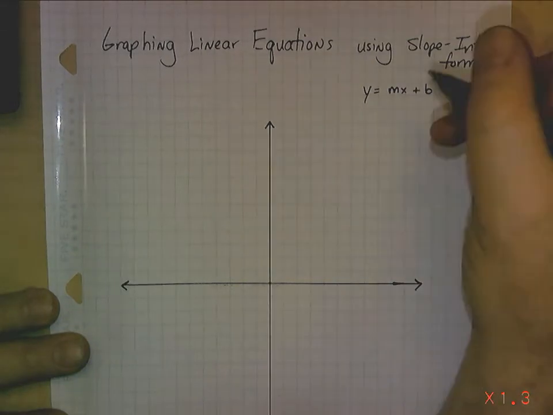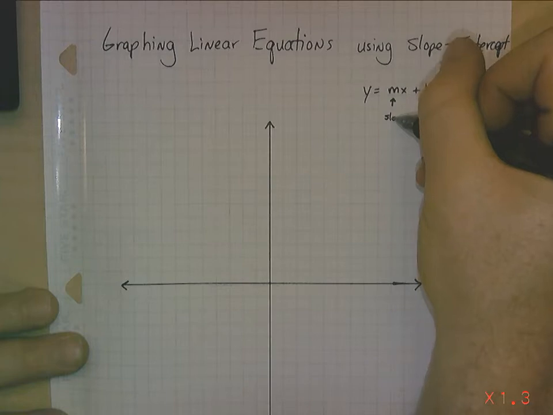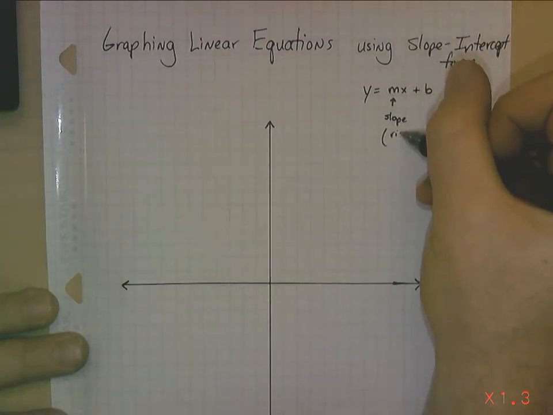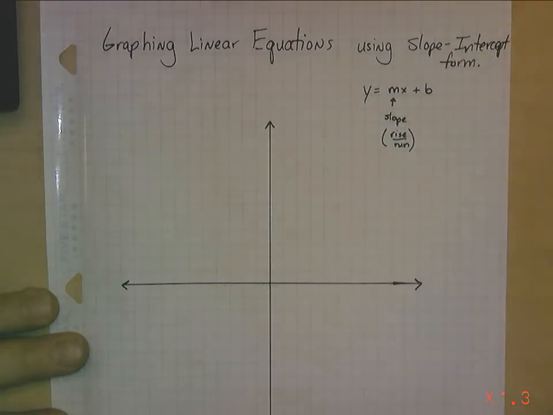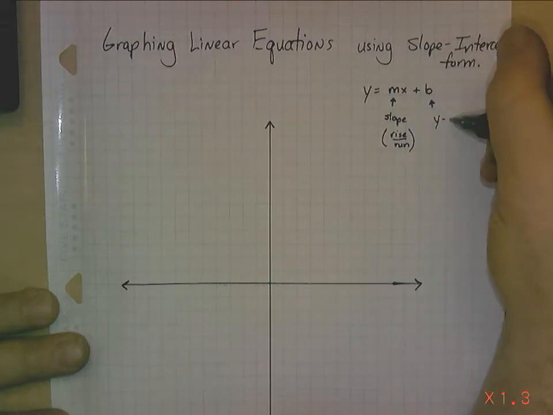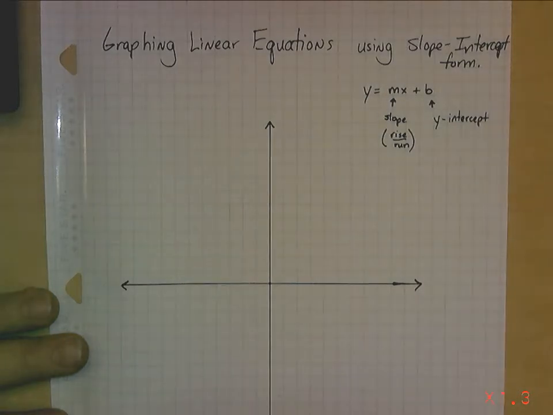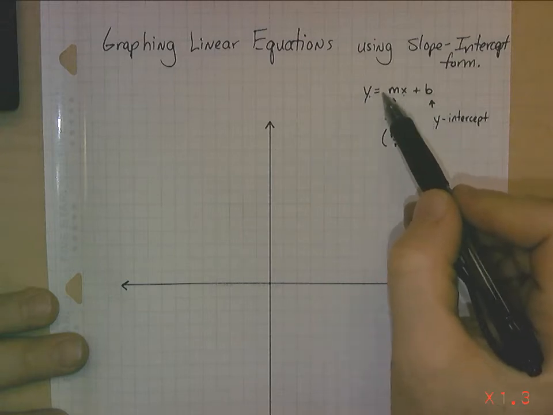Okay, m is a typical letter we use for slope, which we know is rise over run. And b is what we call the y-intercept. All right. Now you should be familiar with x and y. Those are the values of x and y.